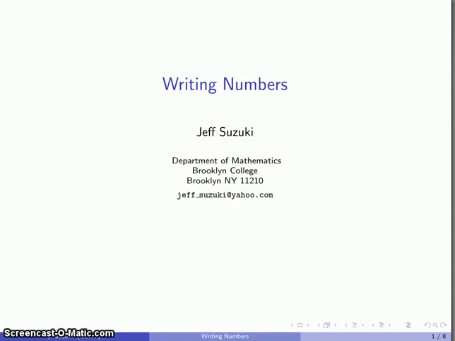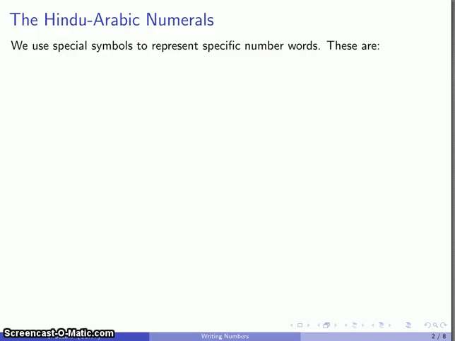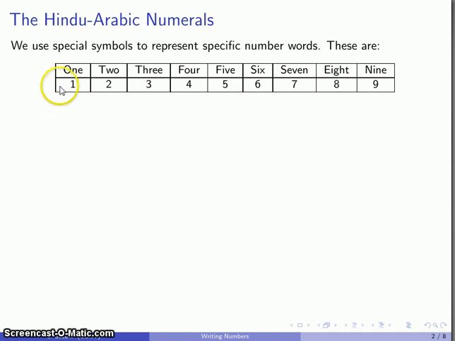Okay, let's look at how we write numbers. To express numbers, we have specific symbols that correspond to certain number words, and these are our familiar symbols 1, 2, 3, 4, 5, 6, 7, 8, and 9. For historical reasons, these are called the Hindu-Arabic numerals.